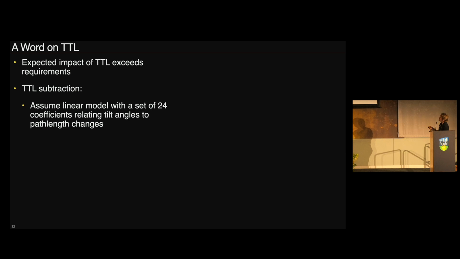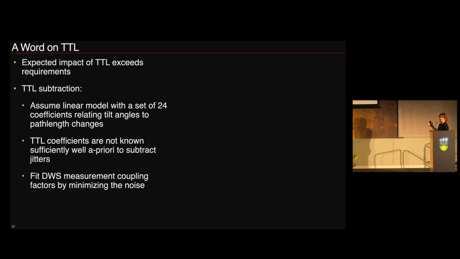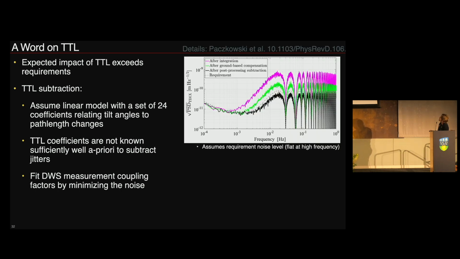What people usually do is assume some linear model, where each jitter couples into equivalent path length with some factor. As I mentioned, the coefficients are not sufficiently well known a priori to directly subtract it, but what you can do, similar to TDI ranging, is minimize the noise by fitting the correct coefficients. And this is a plot from a publication from Sarah, where they showed that luckily it seems to work, so that's good. So you can see here the 3 stages, including the ground-based compensation in hardware and the post-processing subtraction.